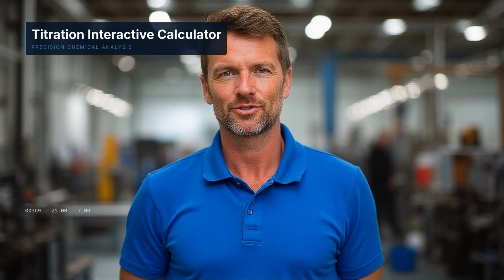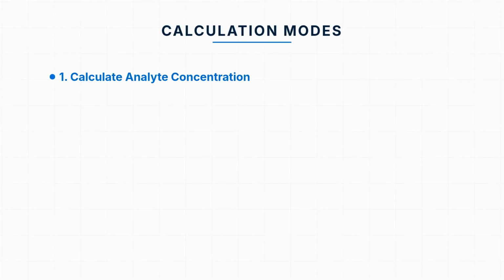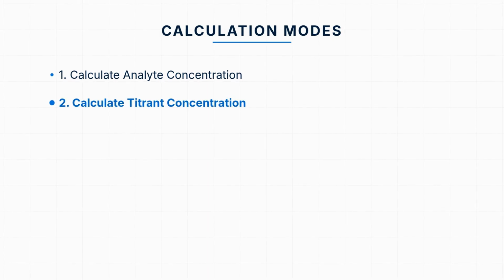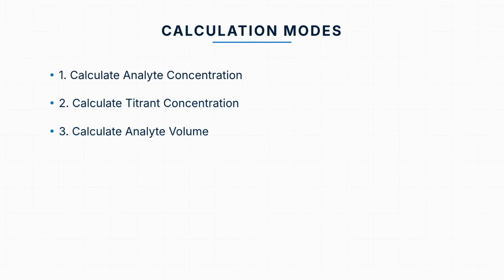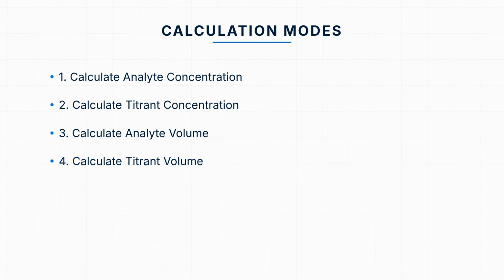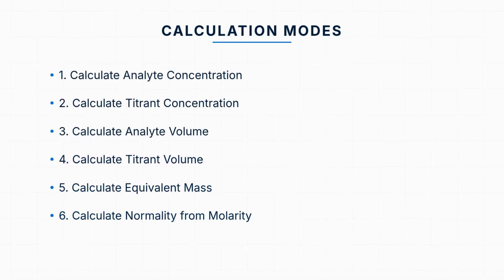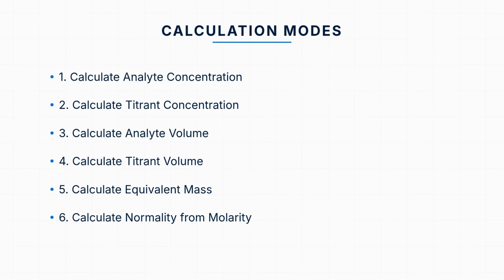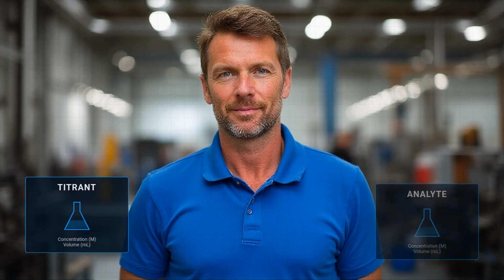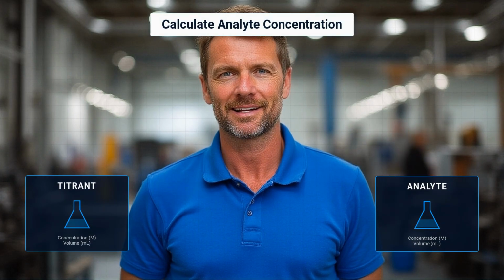The Titration Interactive Calculator helps you solve concentration, volume, and normality problems in acid-base titrations. This calculator has a drop-down menu for calculation mode with 6 options: Calculate Analyte Concentration, calculate Titrant Concentration, calculate Analyte Volume, calculate Titrant Volume, calculate Equivalent Mass, and calculate Normality from Molarity. For this demo, I'm using Calculate Analyte Concentration.